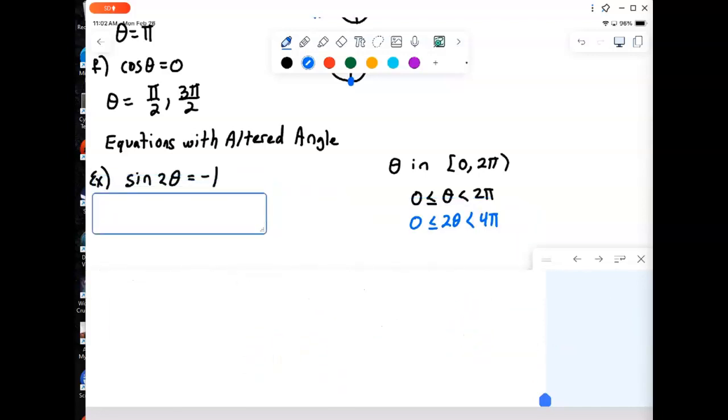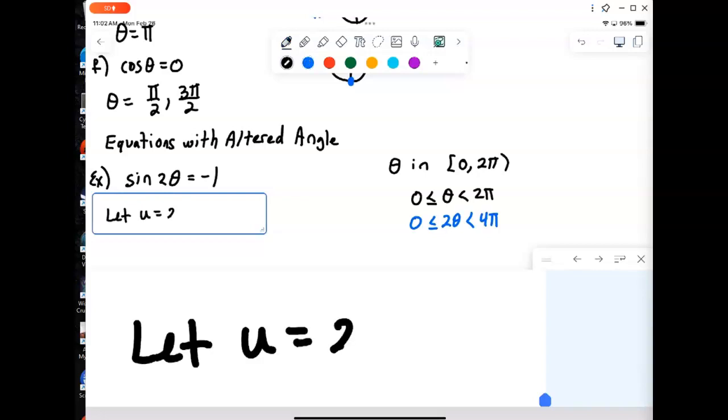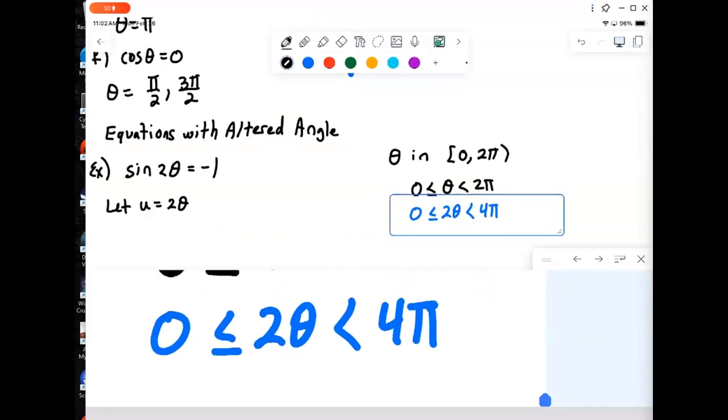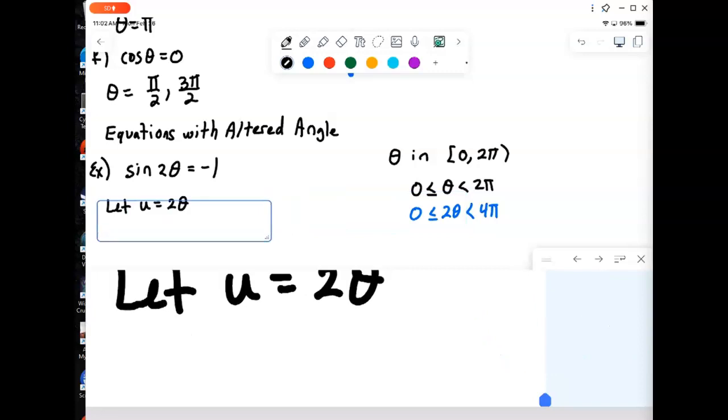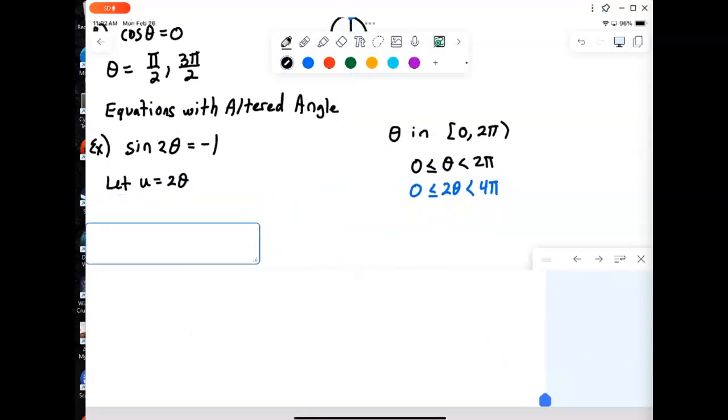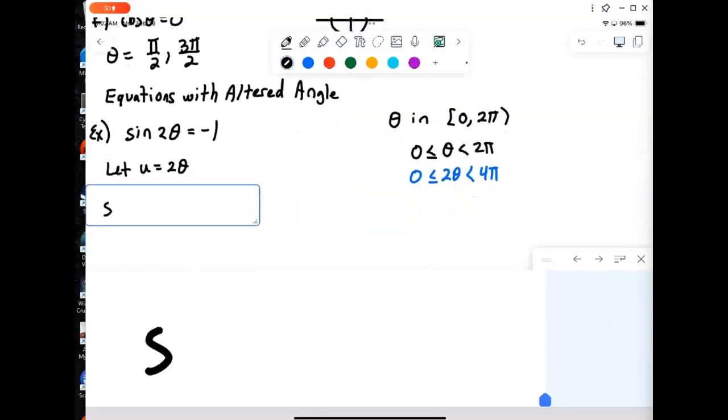And then once I've made that observation, I change my problem back to something I'm used to talking about, where I have a single thing as the angle, just with the understanding that I have this new range of possibilities for it. So we change our problem to sine u equals -1.